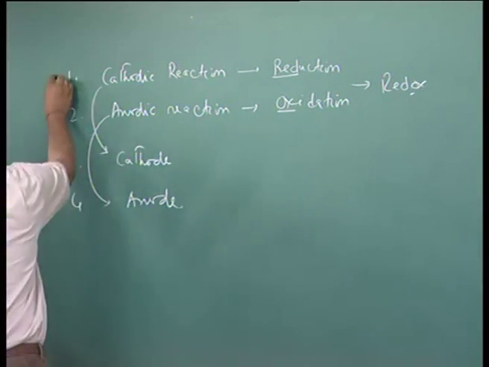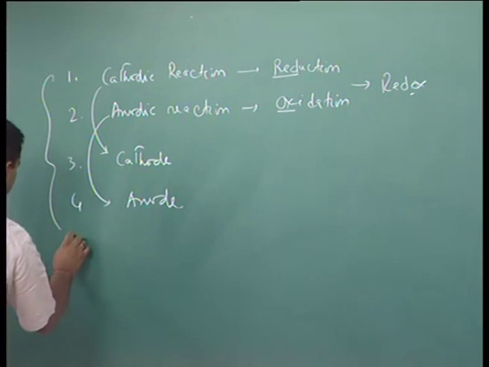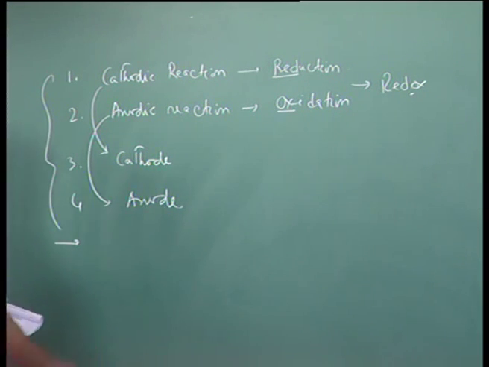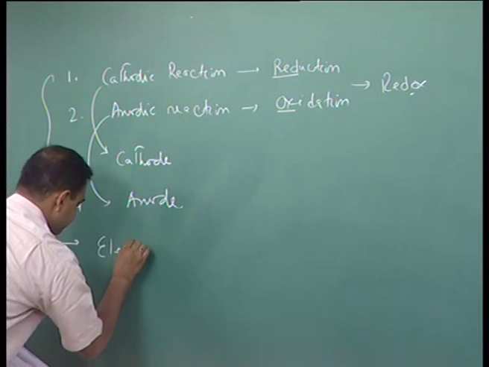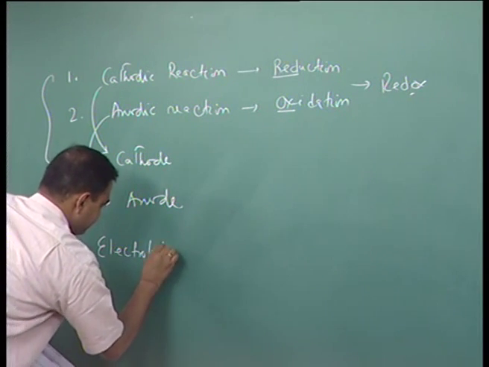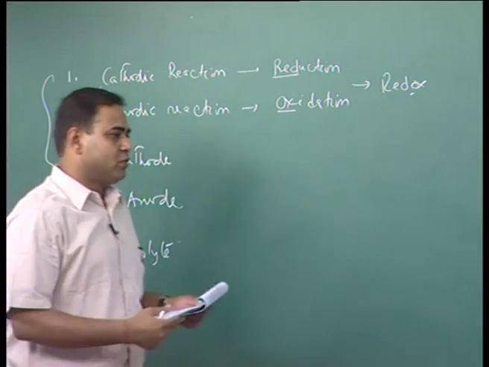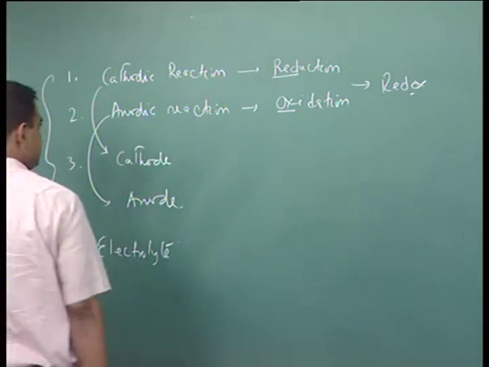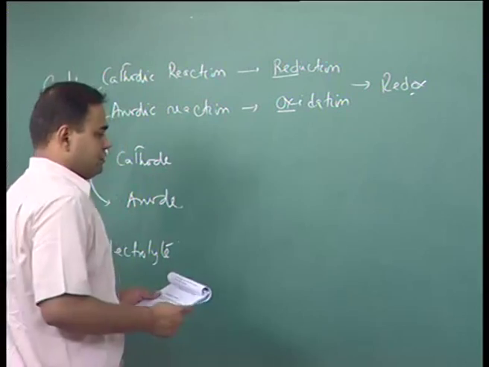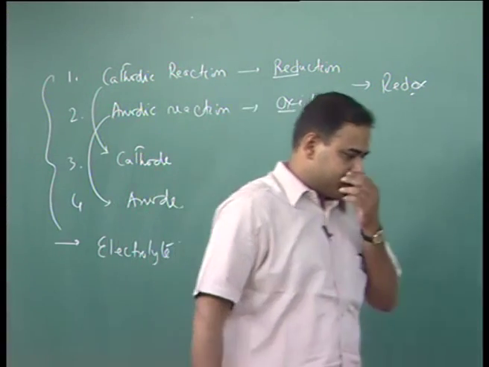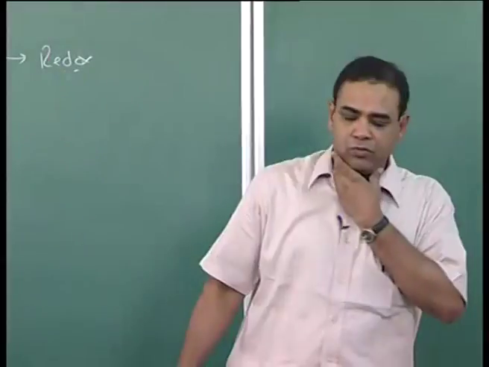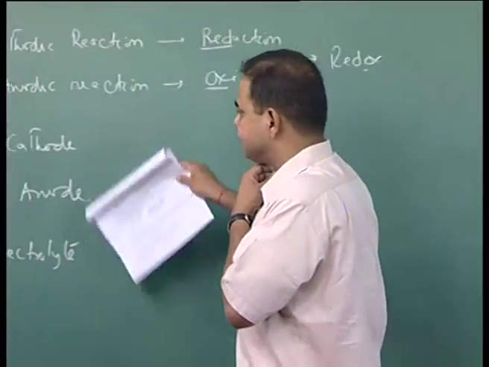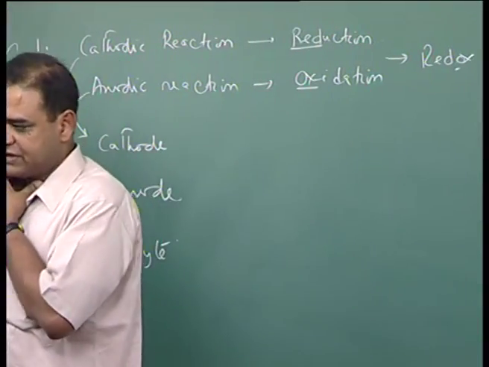Now, along with all these things, there must be one more thing, that is there should be an electrolyte, which carries the charge in the solution. So, these are the components. And now, in case of aqueous corrosion, let us say zinc corrosion in HCl, we have seen that these things are there in a corrosion cell.